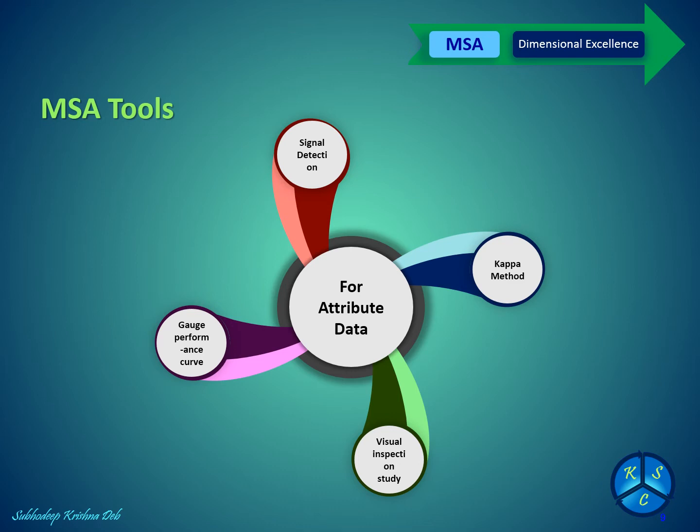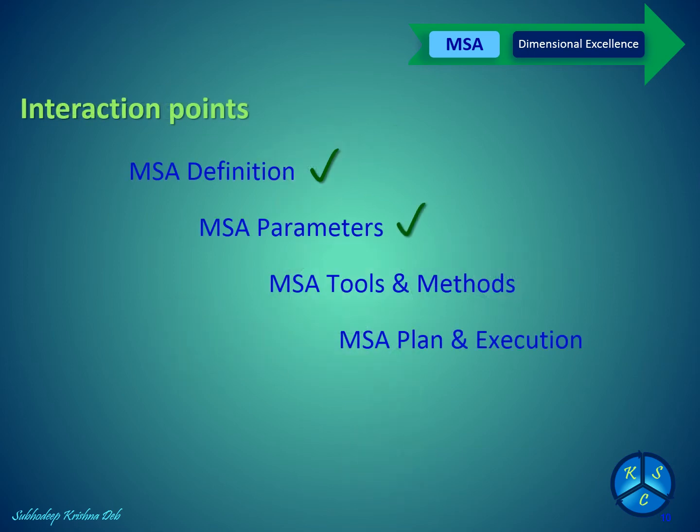In the third part of the third phase, we have understood the MSA tools for attribute data, wherein we have studied the signal detection method and the kappa method. The calculations, the guidelines, the correct procedure that need to be followed, we have understood all those things in this phase. So far we have completed the third phase and now we will move on to the final and fourth phase, that is MSA Plan and Execution. In this phase, we will understand how actually MSA needs to be planned and implemented in our work area to get the most benefit and improvement in the measurement system.